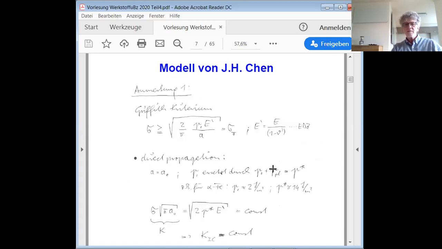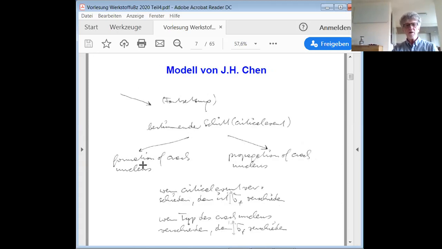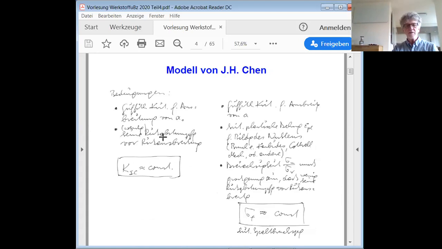Good. And now there are three remarks. The first remark: we have spoken about the Griffith criterion. We said in both cases the Griffith criterion must be fulfilled. In the direct propagation, the Griffith criterion must be fulfilled for the initial crack with size a naught, and for nucleus formation and propagation of the nucleus, the Griffith criterion must be fulfilled for the crack nucleus with size a.